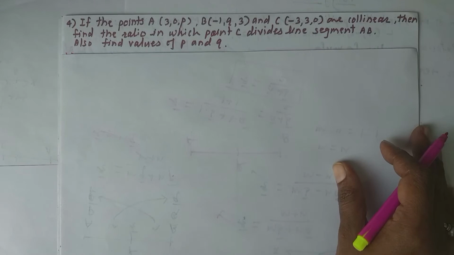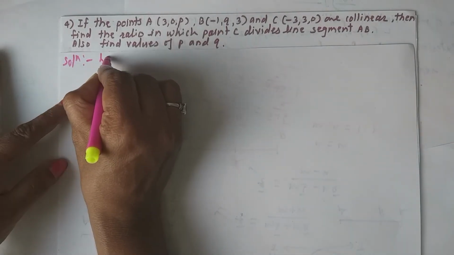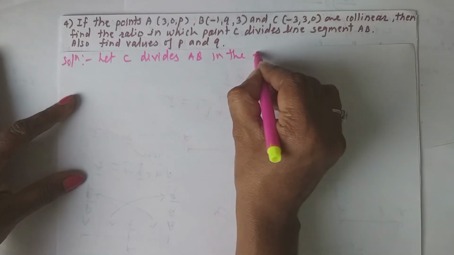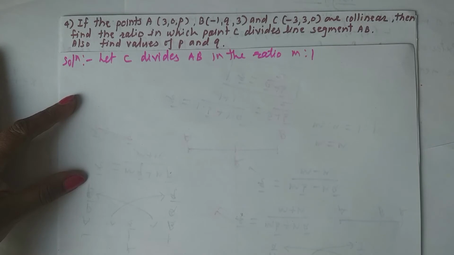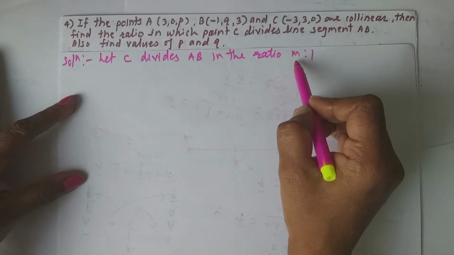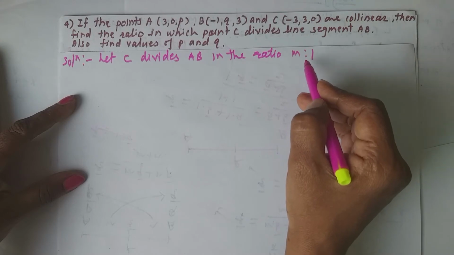If such a type of problem is asked, that is, if I have to find the ratio, then you always take the ratio m is to n as m is to 1. Instead of two unknowns m and n, you take either m equal to 1 or n equal to 1. In the solution you write, let C divide AB in the ratio m is to 1. In the section formula you always take the ratio m is to n, but here we have to find the ratio, therefore take only one unknown, either m is 1 or n is 1, that is, ratio m is to 1 or 1 is to n.